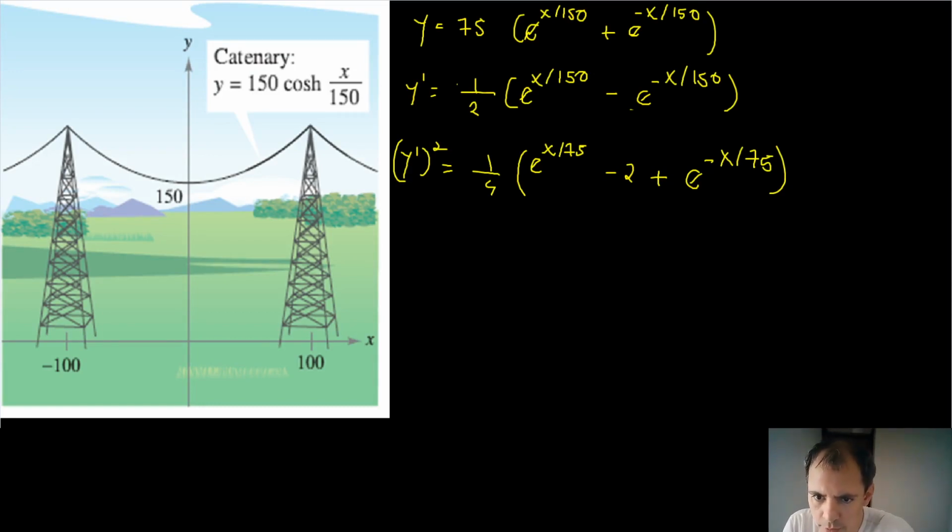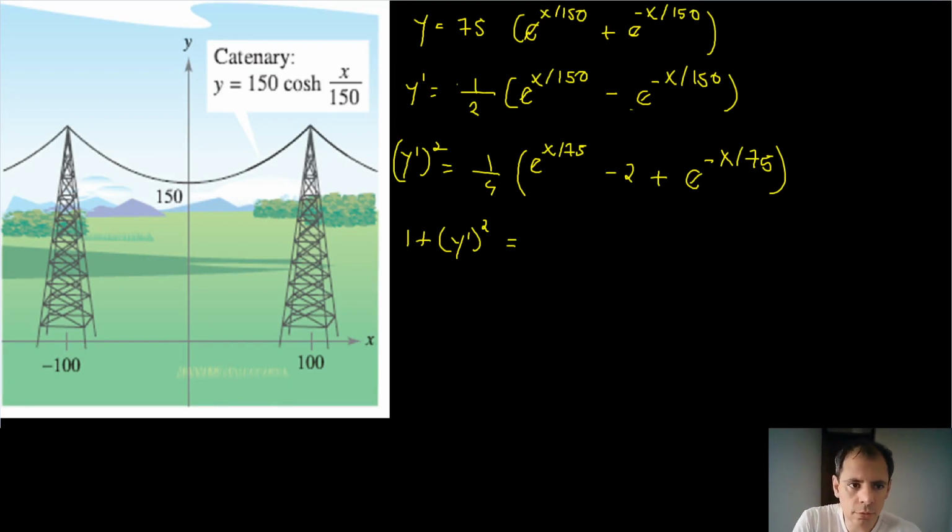Okay. And then you have to add a 1, because you have 1 plus y prime squared. It's going to be 1 plus this. Now, e to the x divided by 75, you can't add a 1 there, and you can't add a 1 to e to the minus x divided by 75. But you can add a 1 to this 2. So it's going to be minus 2 divided by 4. It's minus half. Plus 1, it's plus half.